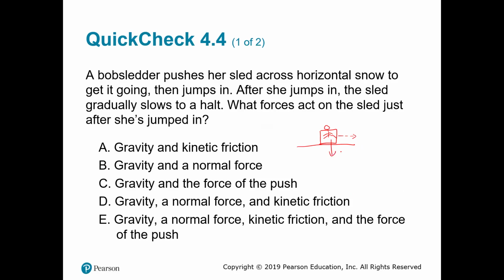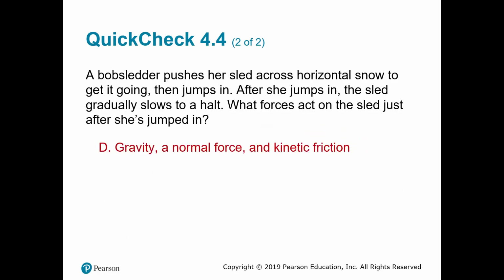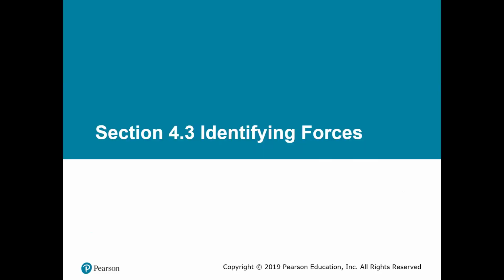So the weight is acting downwards, and the normal force from the ground will be here. And then because it slows down, there is a friction force. So the answer is D. And then identifying forces is still one of the most important steps you have to know how to do.